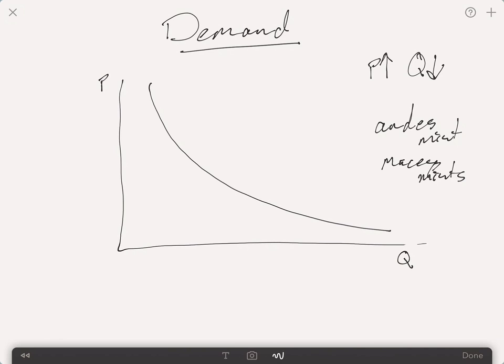Then you also have the income effect, which is simply saying you have a limited income. If the price goes up of something you consume normally, then you're not going to have as much left to consume of other goods. So as the price of something increases, the quantity demanded decreases.